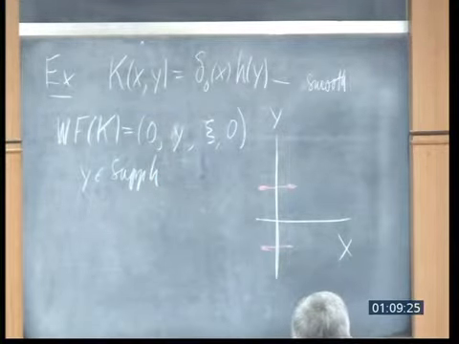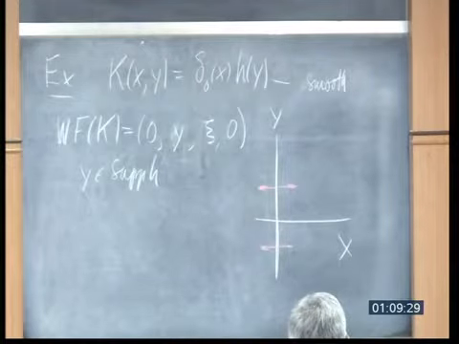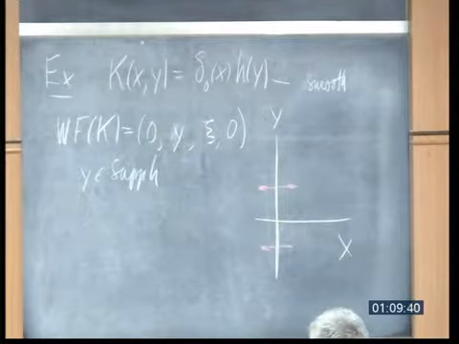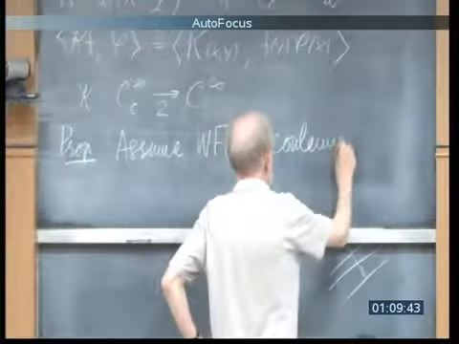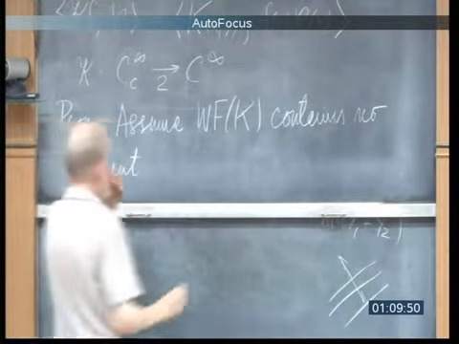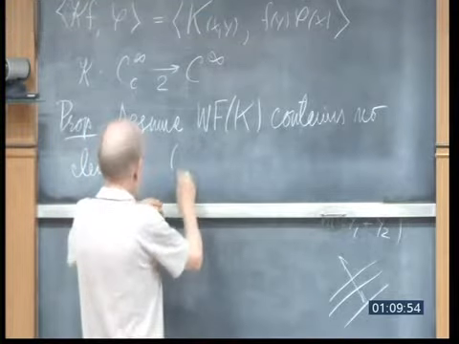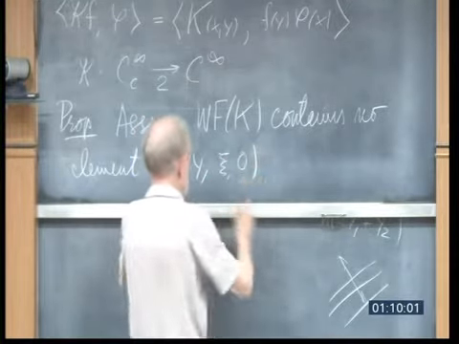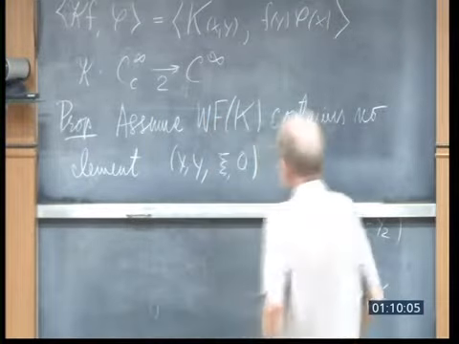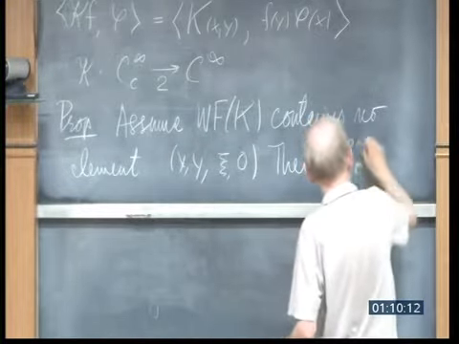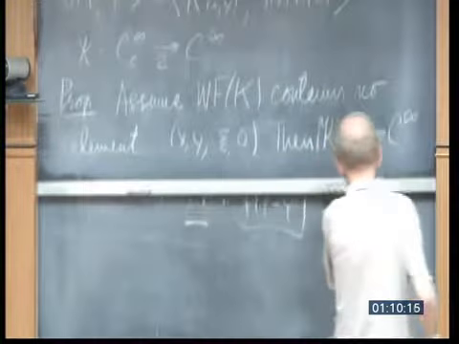So here is a proposition. Assume no element of the form (x, y, xi, 0) is in the wavefront set of K. Then this K maps compactly supported smooth functions to smooth functions.